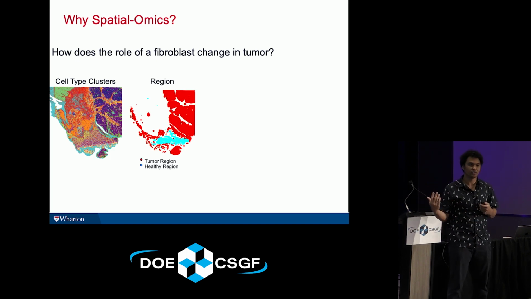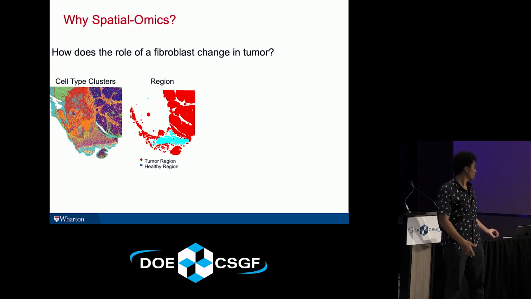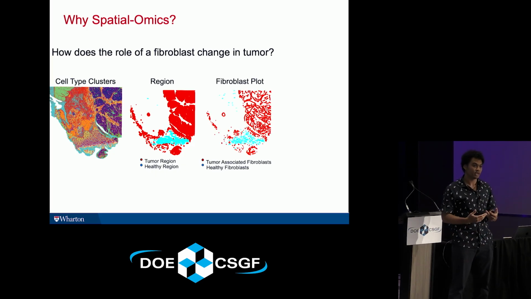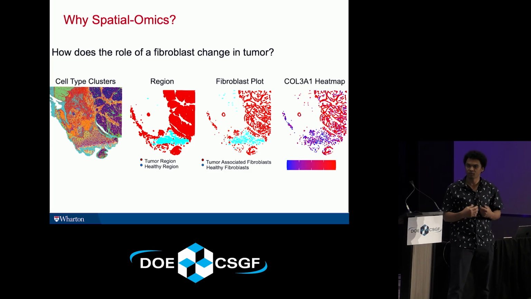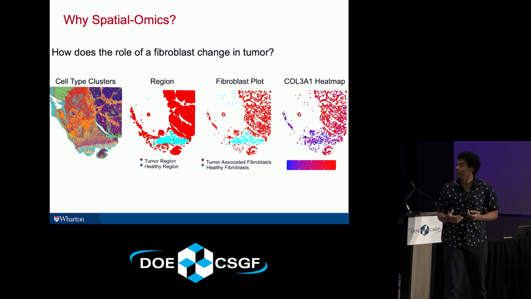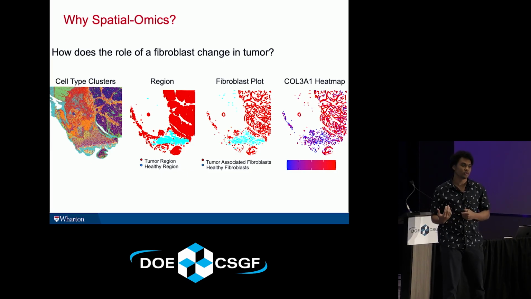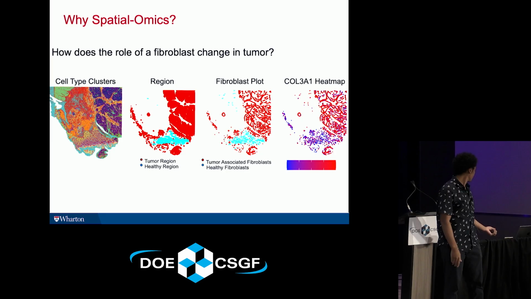Here, let's just say the red region is tumor, and the blue is healthy. We can then isolate the fibroblast in this region. And if we look at the expression of a gene, let's say COL3A1, we see that the expression is increased in the tumor region. And so we can answer a question saying, well, we think that COL3A1 can be implicated in how a fibroblast responds to a tumor.